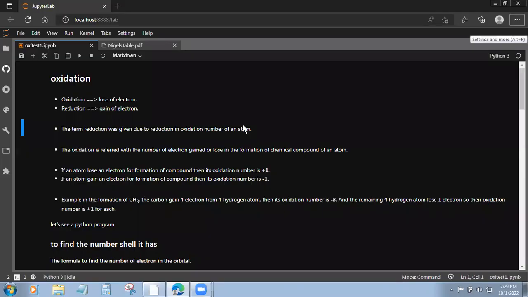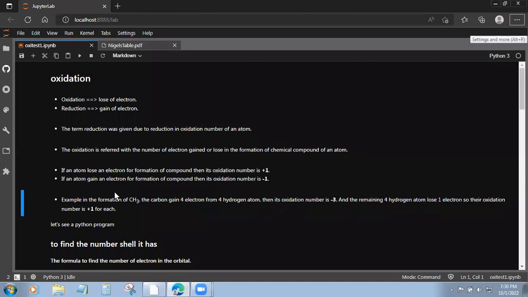Let me explain oxidation number. The oxidation number refers to the number of electrons that are gained or lost during the chemical formation of an atom. If an atom loses an electron, then its number becomes +1. If it gains, then it becomes -1. Depending on the number of electrons that it gains or loses, its number may vary.